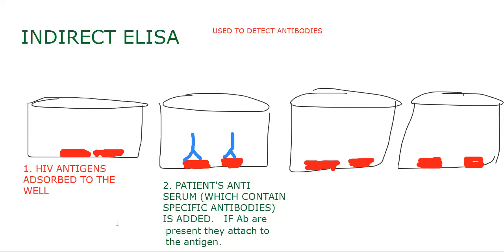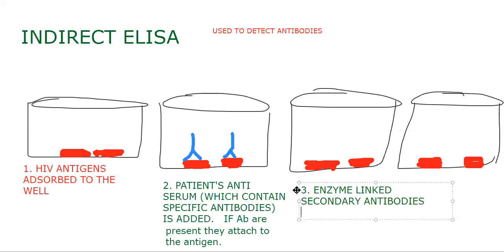Now, we need to add enzyme linked antibodies, enzyme linked anti-human immune serum, which can bind with the antibody. We call those antibodies secondary antibodies. So I am going to add the second one: enzyme linked anti-human serum, which contains the secondary antibody. Enzyme linked secondary antibodies, which can bind with that antibody, are added.